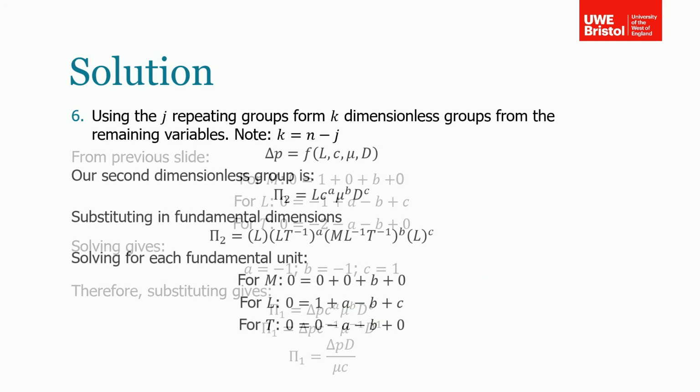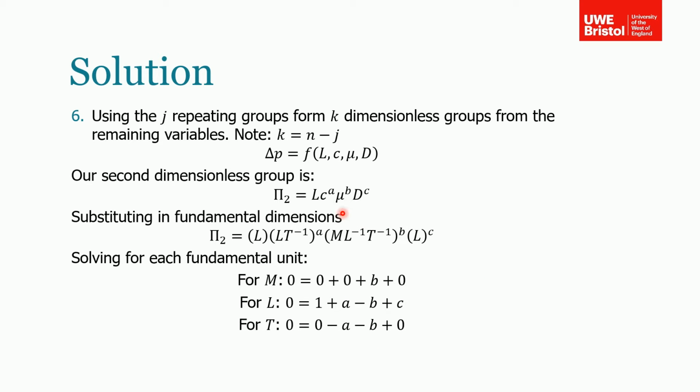But we said that we needed to calculate 2, so using the other variable, length, and the repeating set, so this bit stays the same, we can do exactly the same process to find the relationship for this dimensionless group. So say that the rest of this stays the same, but we're just changing this one. So we've got L here, and that has units of L.